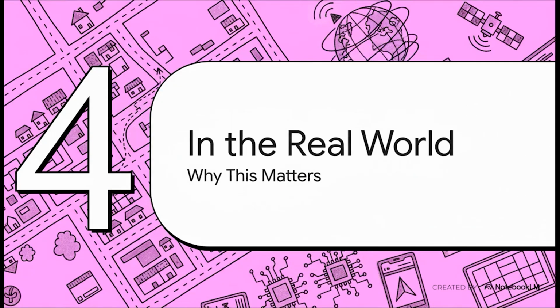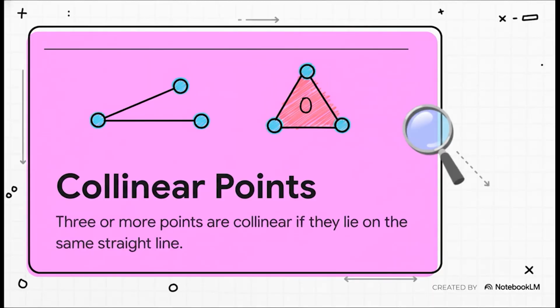Okay, so we've got our map, our secret addresses, and our 4 neighborhoods. But why does any of this actually matter? Well, it turns out this simple system is the hidden engine behind a lot of the technology we use every single day. Here's a cool little math trick.